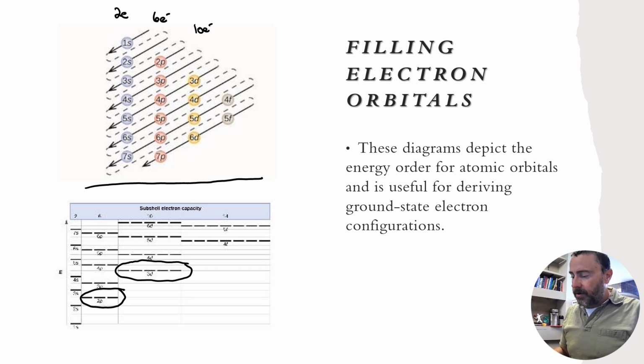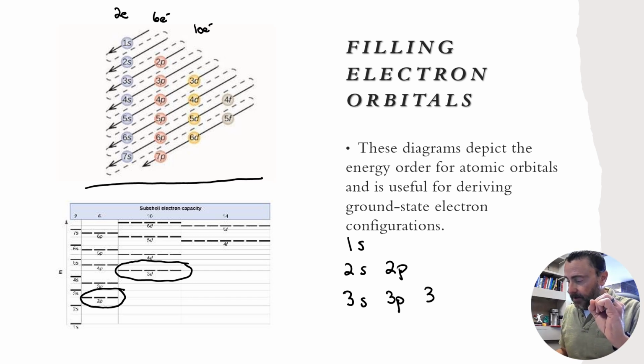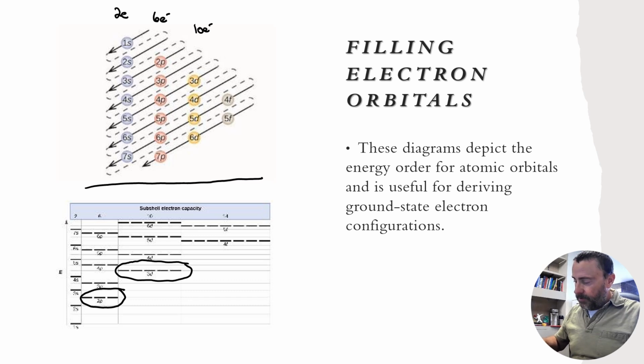If you know the order, 1 can only have an l of 0, which is an S. 2 could have a 0, which is an S, or a 1, which is a P. 3 could have an S, a P, or a D. And so that's where those are coming from, and so on and so forth as they're written out.